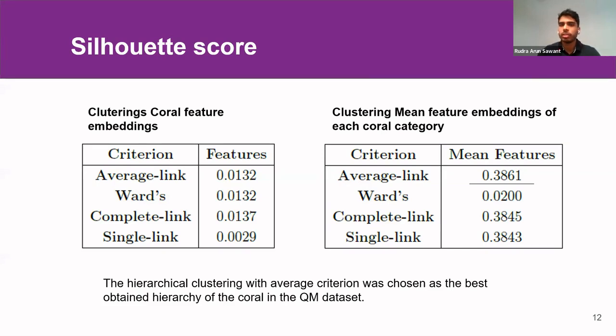but when we took a mean feature embedding for each coral category and then performed hierarchical clustering, we saw that the average link criterion gave us the best Silhouette score of 0.3861, followed by complete link and single link, which were almost close by. So we decided that the average link hierarchical clustering using the mean feature embeddings would be the best clustering that we could find in this coral data set using this method. And we use that as the hierarchy of the coral categories that we have.